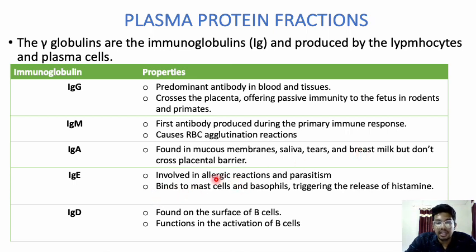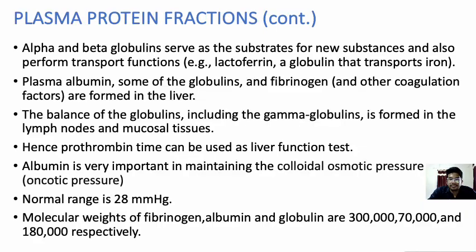IgE is involved in the allergic reactions and parasitism. Earlier, I have said about it. It binds to the mast cells and basophils and triggers the release of histamine. IgD is found on the surface of the B cells and functions in the activation of B cells.